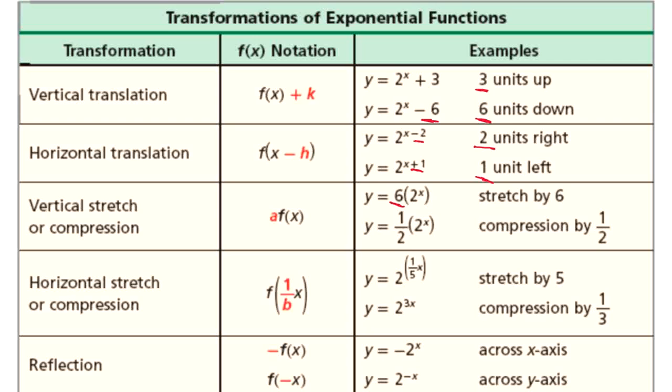Here I am multiplying the whole thing by 6, so it's going to cause a stretch by 6. Here I multiply the whole thing by 1/2. That's going to cause a compression, or it's going to grow slower by a factor of 1/2. And we also have these reflections where we multiply by -1. This is going to cause it to reflect over the x-axis. And if I multiply just the x's by -1, it's going to reflect over the y-axis.